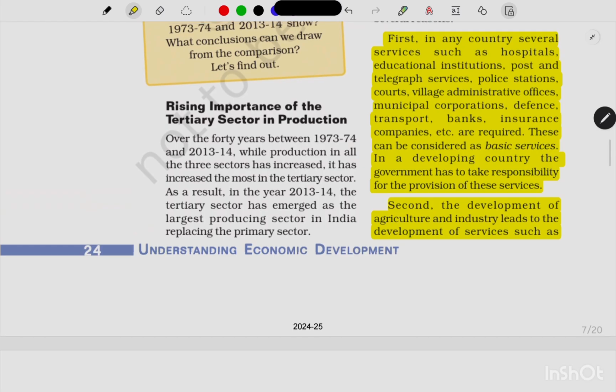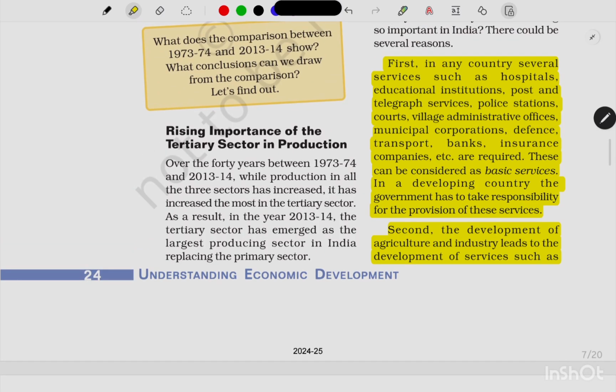Now, before continuing, let's recap everything. So, the first reason why the tertiary sector has got a major hike in development is because in a developing country there are many services such as telegraph services, educational institutions, hospitals, post, municipal corporations, defense, transport, banks, insurance companies, courts, etc. that are considered basic services, and the government is responsible for making provisions for these services.